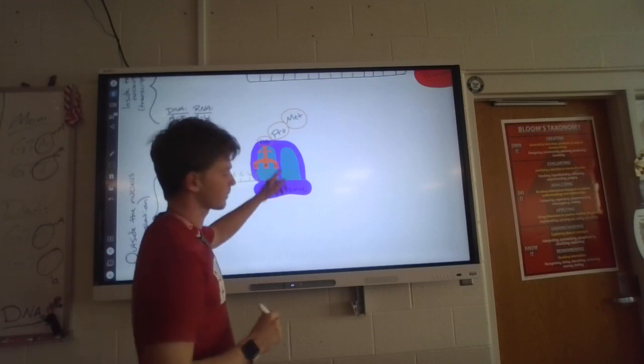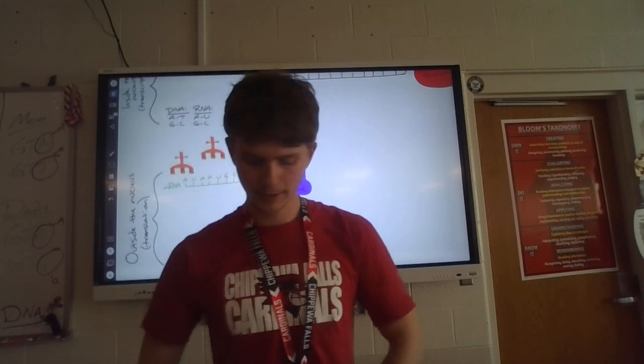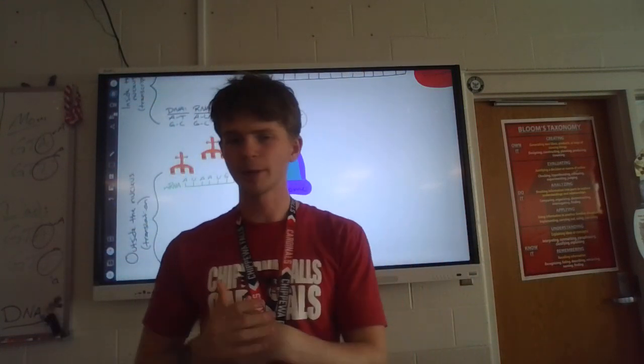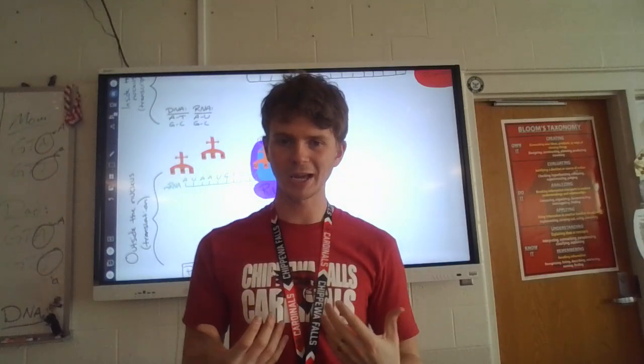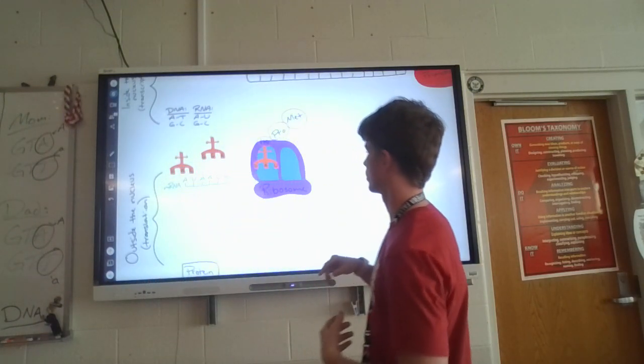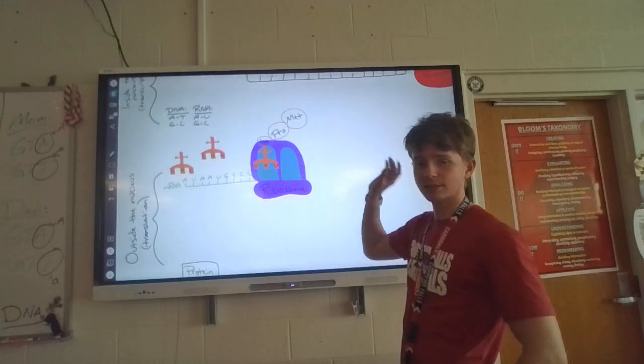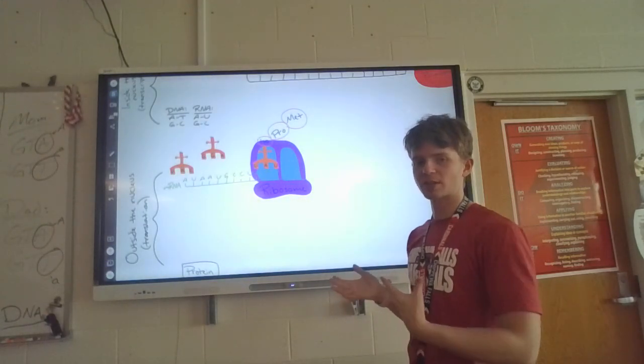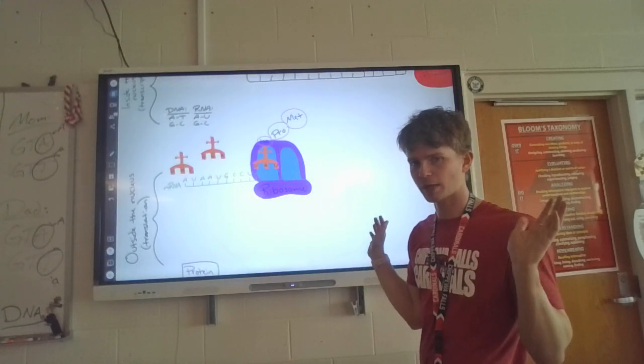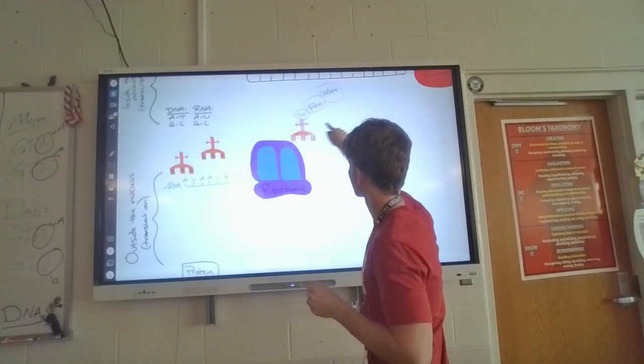And last but not least, we have UAG. If I look, UAG, that's the stop. But there's no actual real amino acid that codes for stop. What that actually tells the ribosome is, hey, that is the stop codon. There's no amino acid for that. It's just telling us to stop. So that means we're done making our protein.